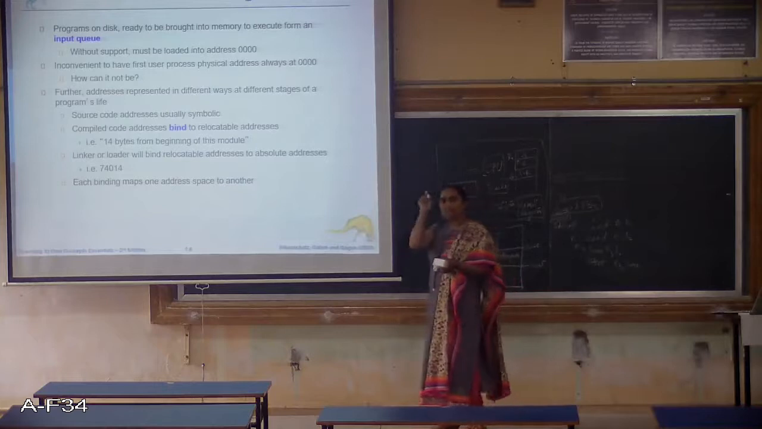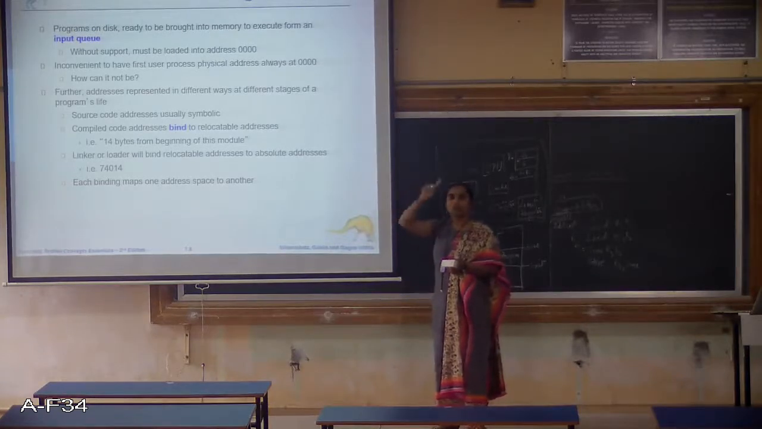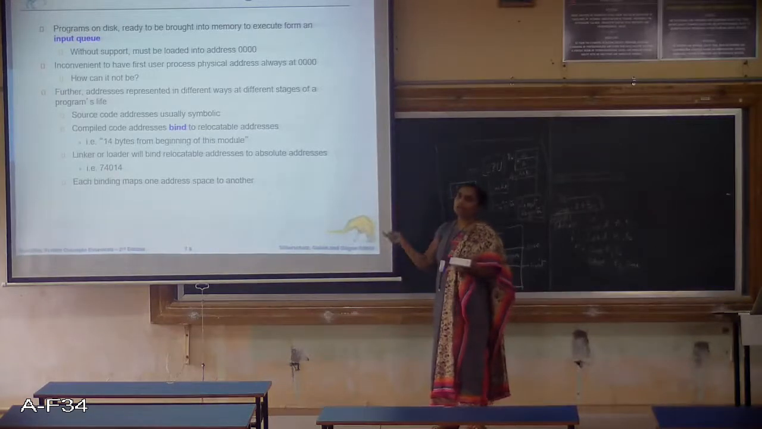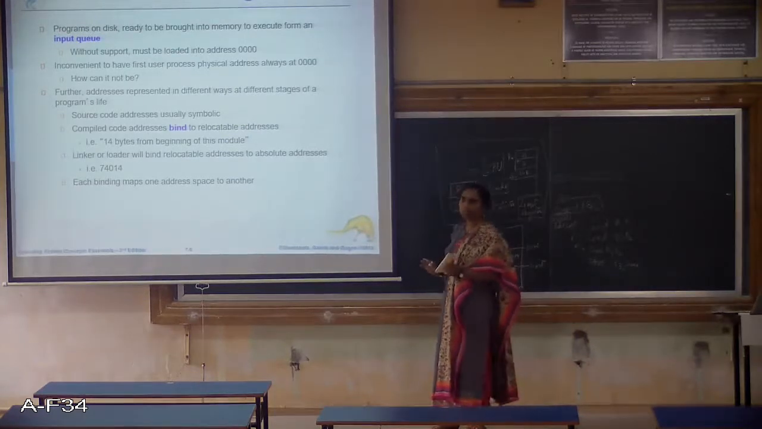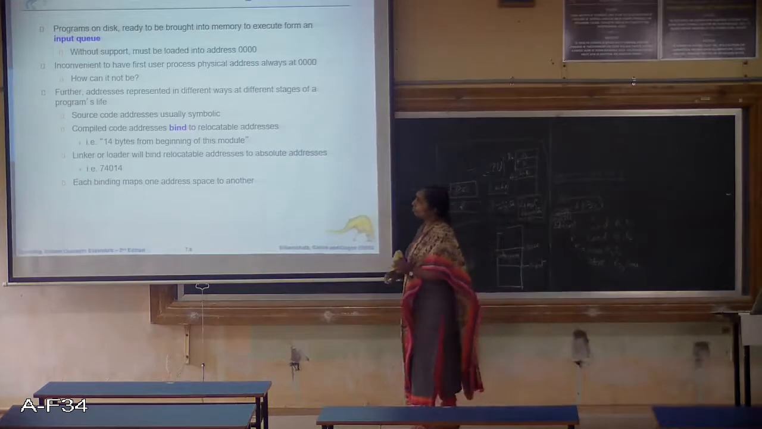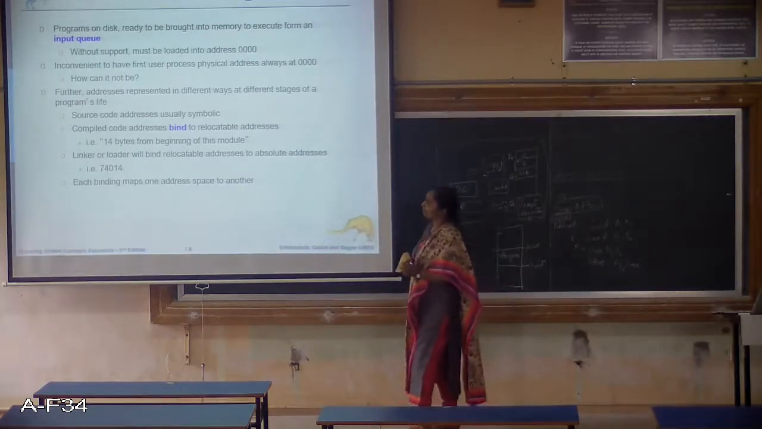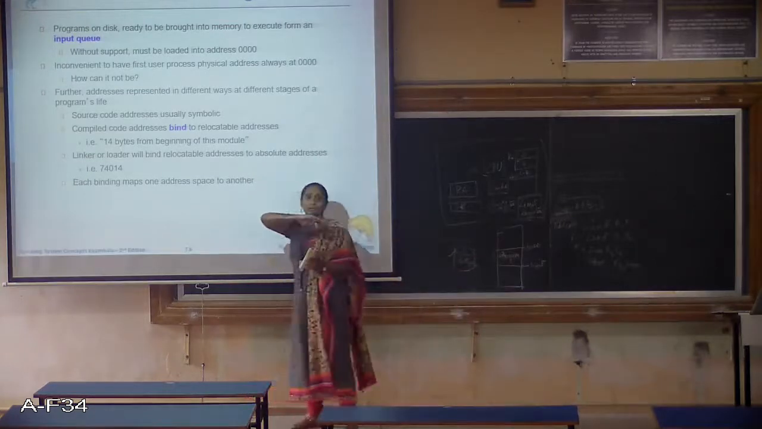So once that is done, it is inconvenient to have the user process physical address always at 0. That's what I explained to you all, that the operating system will be loaded when you start the system. The first program to be loaded in your RAM is the operating system, so it will always be loaded at 0. Then after that all your programs will get loaded, and based on what memory is available, which location is perfect for it, it will provide that memory location.